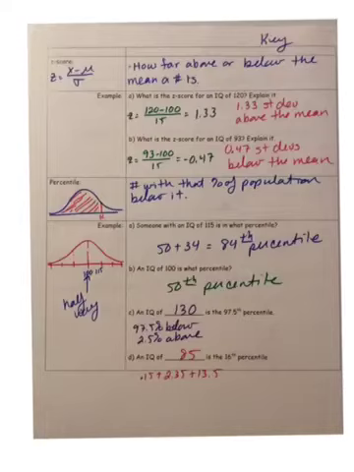And here we are on page 2 of the empirical rule. So first thing we're going to talk about is something called a z-score.